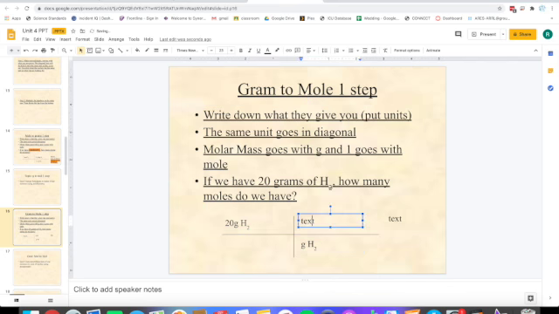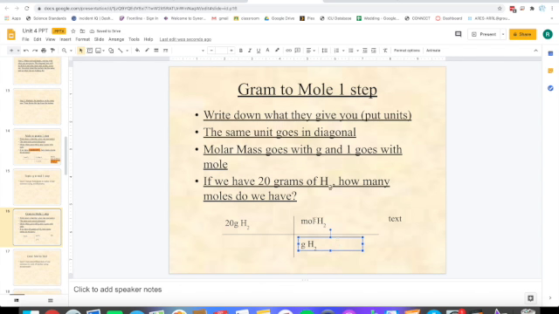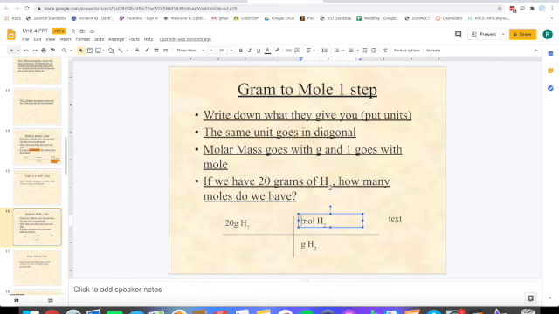And this is the last box on the top. So it's always going to be what we're looking for. Well, in this case, we are looking for moles of H2. So to figure out what number goes where, the molar mass goes with grams and the 1 goes with the mole. So you figure out which one's the mole, so it's the one on top. The 1 goes with it.